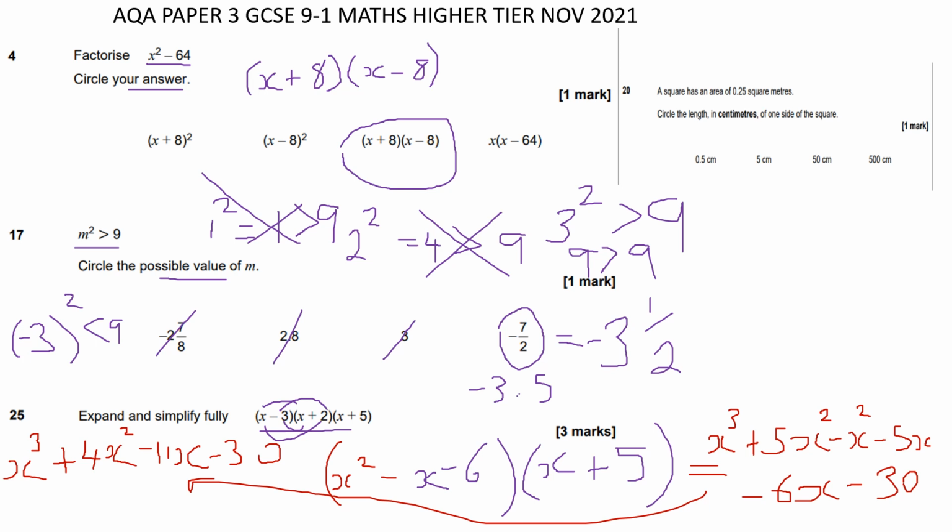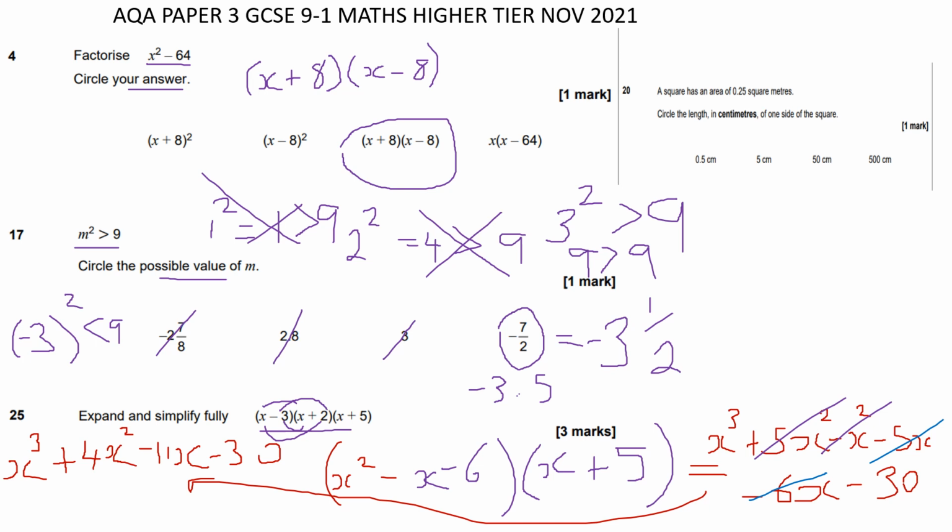So expanding it and collecting your like terms, so collecting your x squared together, and then collecting your x's together. Remember, you are only able to collect what we call like terms. So x's together, y's together, x squared together, x cubed together, and constants together, and so on and so forth.